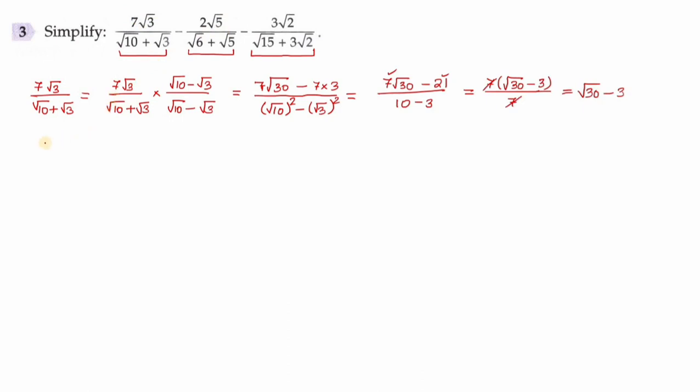Similarly, we'll simplify the second term. Let's see how much we get. 2 root 5 by root 6 plus root 5. We have this again in the denominator. If you see, we have a plus b, so we will multiply by a minus b, that is root 6 minus root 5.